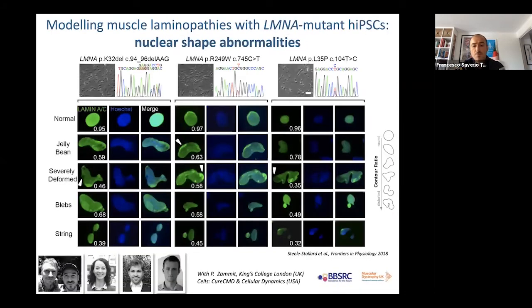So this is an interesting story because it started a number of years ago in collaboration and is still being developed in tight collaboration with my friend and colleague Pete Zammit at King's College. And it was started in our lab, in my lab and Pete Zammit's, by a talented PhD student, Heather Steele-Stallard, you see her here, who was a student from the BBSRC LIDO program.